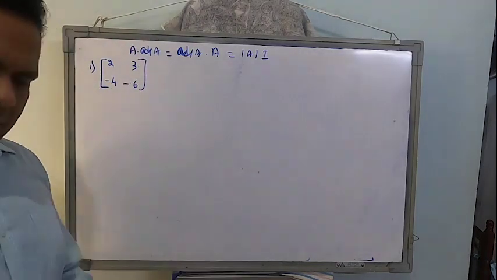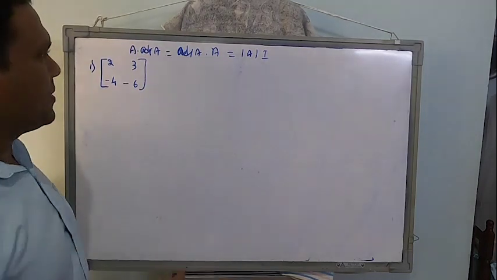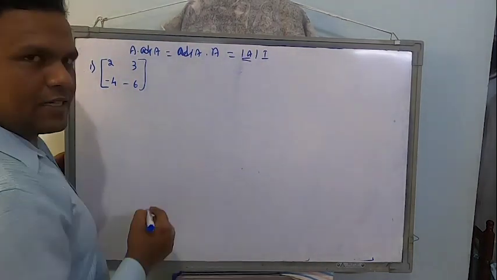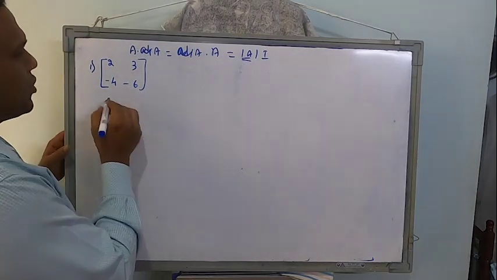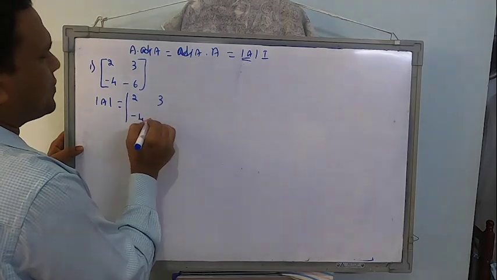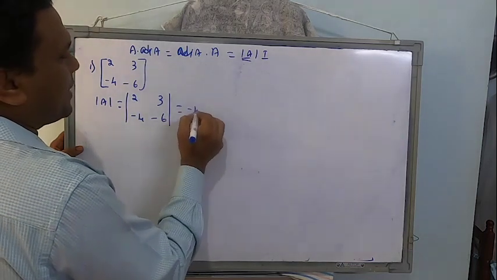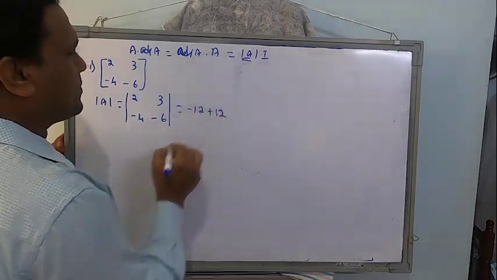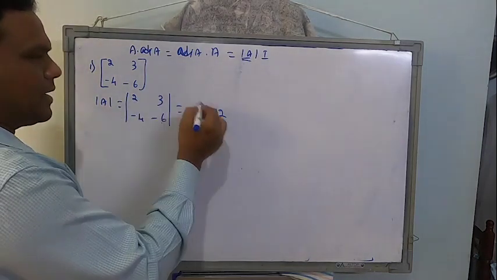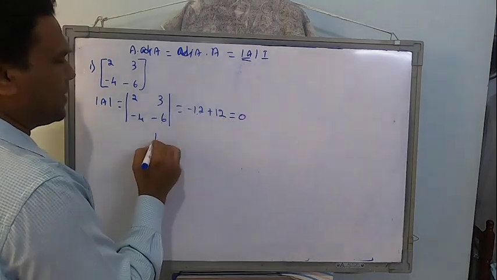Fine? Okay. Now let's see what to do with this. So before that I should find 2 things. First, let me find out the determinant. Then I will find out the adjoint. So determinant of A equals 2, 3, minus 4, minus 6. So minus 12 plus 12. So 2 multiplied by minus 6 will be minus 12 and minus of minus will be plus. What do you get here?